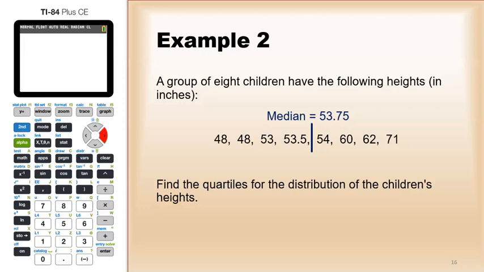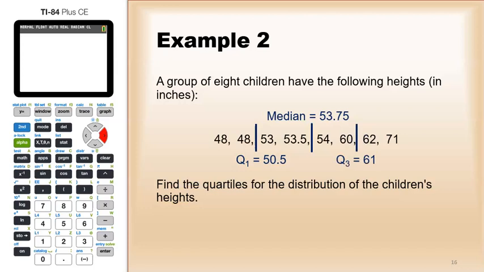Now from these 4 numbers below the median, I see that the median of those is right here. This is the lower quartile, 50.5. From the upper half, that's these 4 numbers, 54, 60, 62, 71. The median of the upper half, right there, is the third quartile.